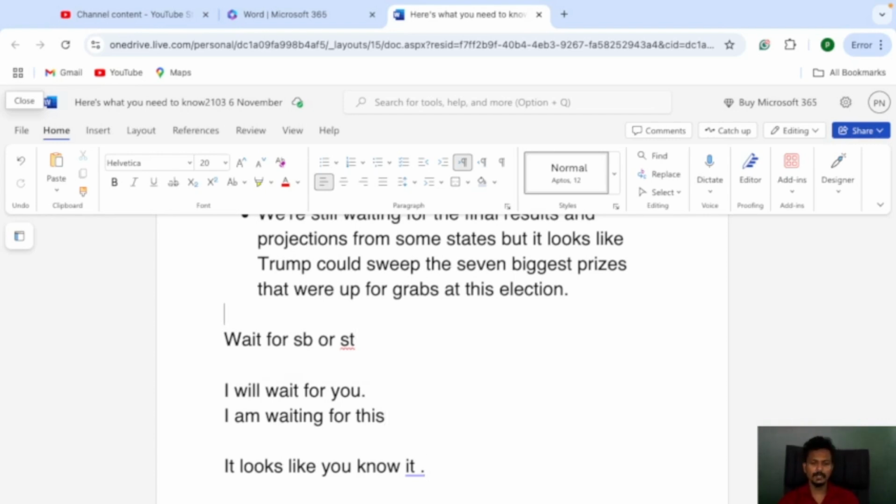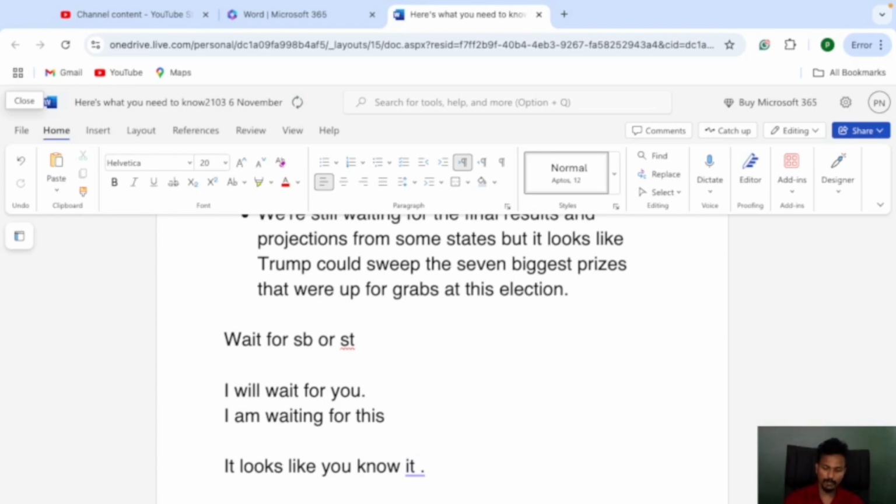So in this case, it looks like Trump could sweep the 7 biggest prizes that were up for grabs at this election. The 7 biggest prizes are the 7 states in the US that are still undecided. He could sweep all 7. Sweep here basically means win.